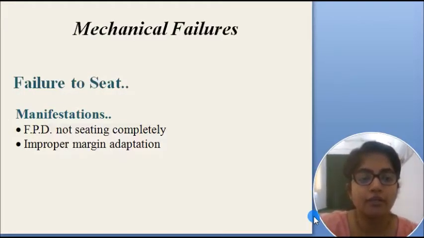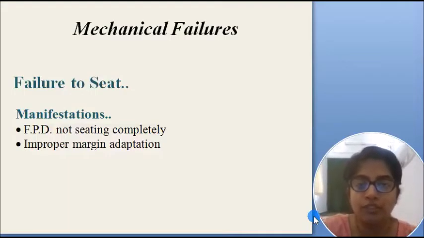So now in the part 2 of the failures, we have to see the mechanical failures. Now mechanical failures can occur because of various reasons. The first we will see failure to seat. Now manifested as FPD not seating completely, improper margin adaptation. So at the time of the cementation or whenever the patient comes off with dislodged prosthesis, when you try to seat the FPD, it is not seating the way it should.